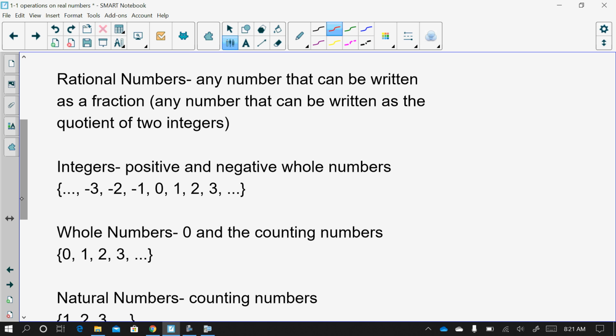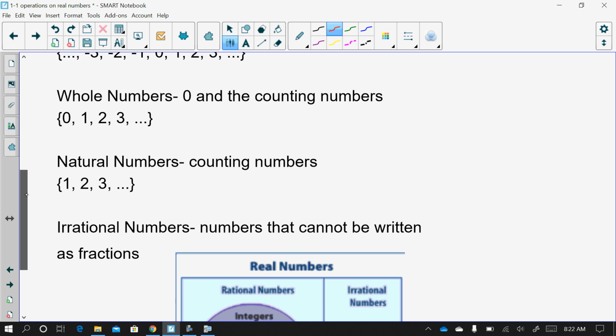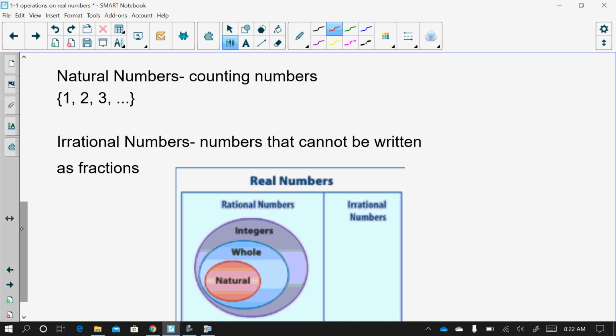Whole numbers are 0 and the counting numbers. Counting numbers, think about it when you teach a little kid how to count. You start at 1, go to 2, 3, 4, and so on. So our whole numbers are 0 and the counting numbers. And finally, we have the natural numbers. These are the counting numbers, 1, 2, 3, and so on and so forth. And those all kind of go together.